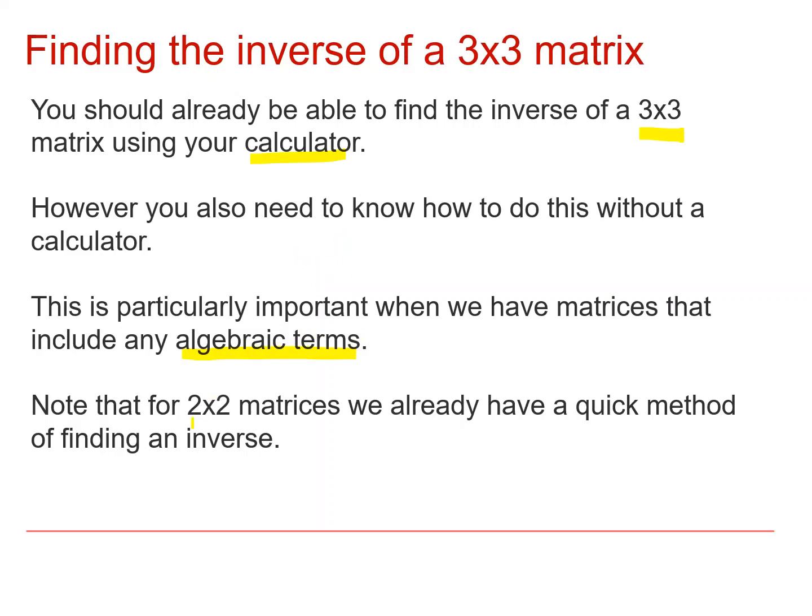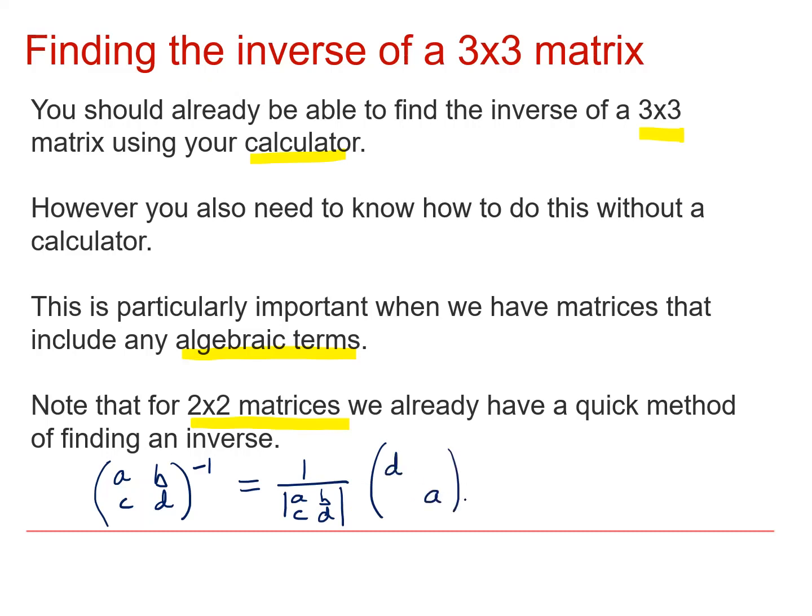We should note that for 2x2 matrices, we already have a quick method of finding an inverse. In general, if you've got a 2x2 matrix that looks like this, a, b, c, d, and you want its inverse, then the technique is to first of all divide by the determinant of that matrix, and then to swap the leading diagonals, so d and a swap places, and change the sign of the other two, like that. However, for 3x3 matrices and higher, we need a more step-by-step approach, as the process is much more complex.